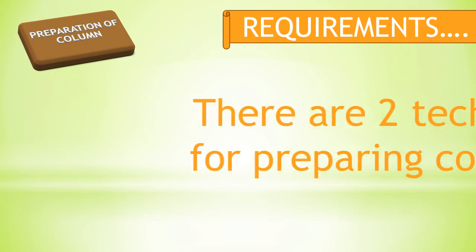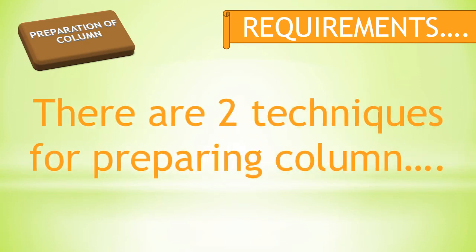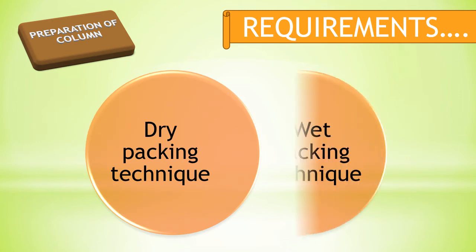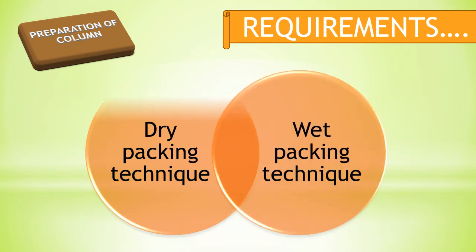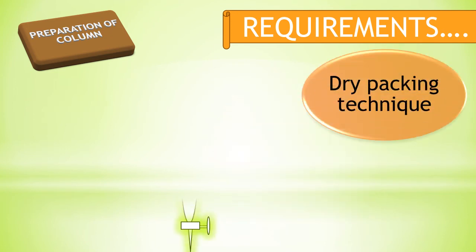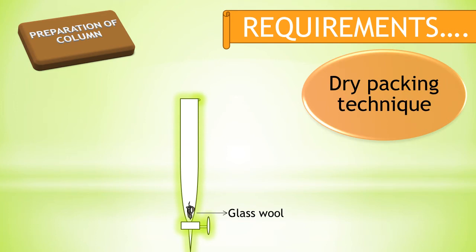Preparation of column. There are two techniques for preparing a column: the dry packing technique and the wet packing technique. In the dry packing technique, the bottom portion of the column is packed with glass wool. This is done to prevent clogging of the column by the adsorbent. We can also use a sinter disc or filter paper disc.